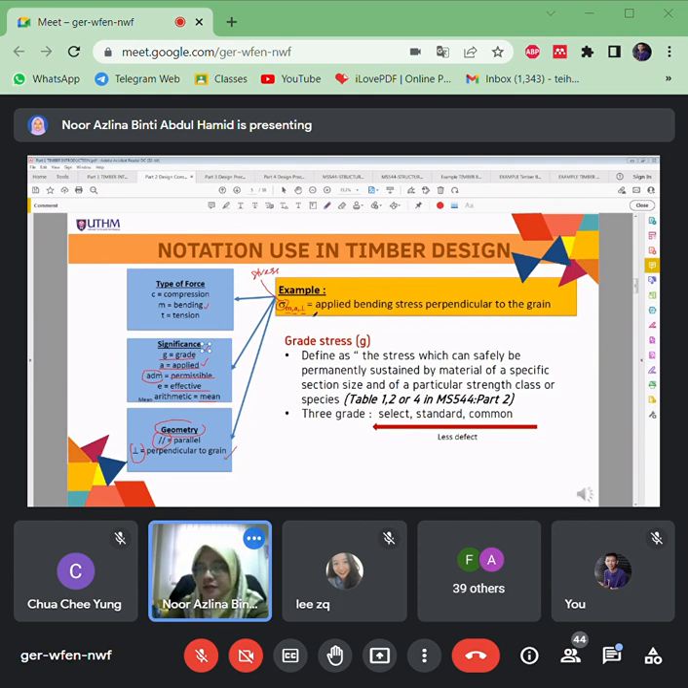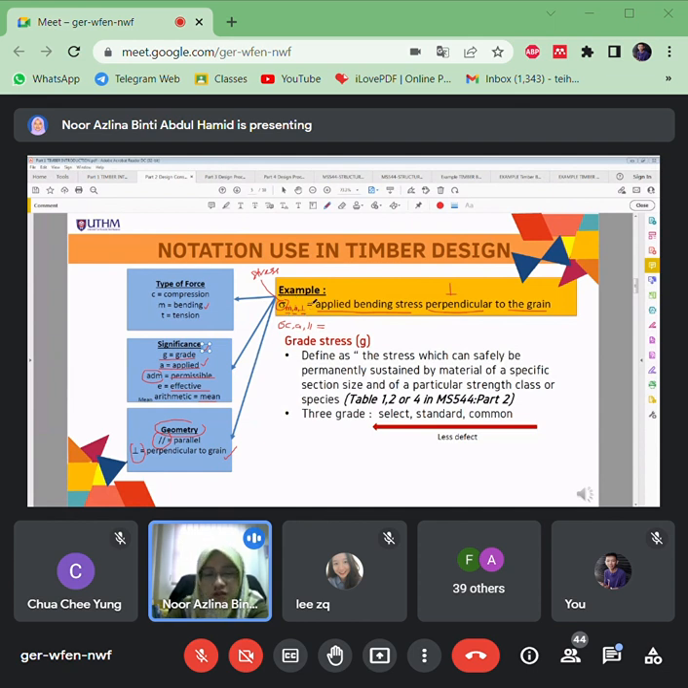So you have to read this notation as applied bending stress perpendicular to the grain. Let's say you do another one, like parallel. So how to read this notation: applied compression stress parallel to the grain. Okay, so that is how you need to understand what is meant by this notation.